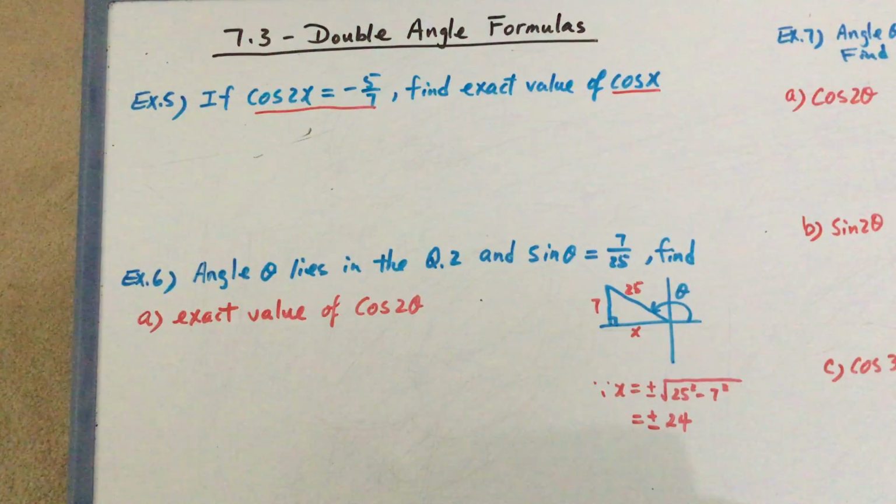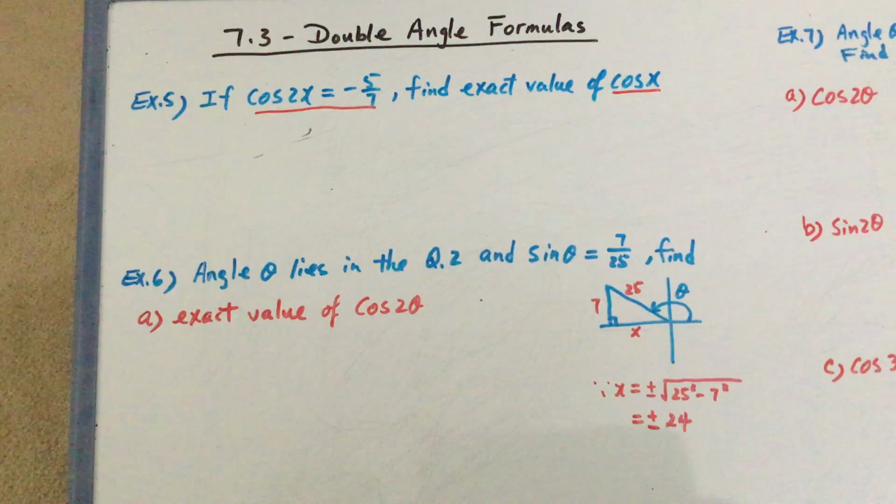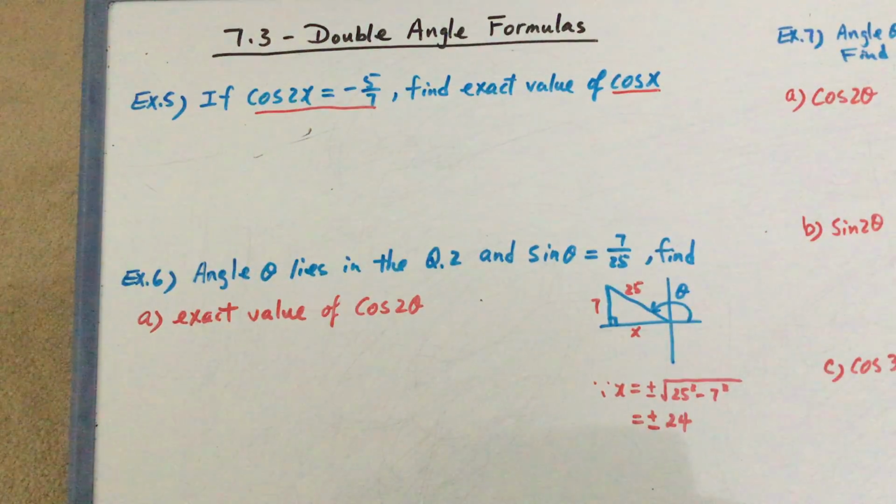Hello everyone. Let's continue on those examples on the 7.3 worksheets. I'm on example number 5 right now for this second video. So if cos 2x is equal to minus 5 over 7, find the exact values of cos x.